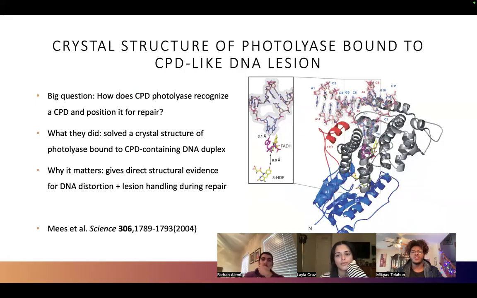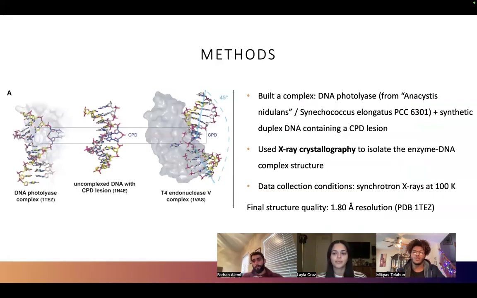And the primary source that we used for our webinar is the crystal structure of photolyase bound to CPD-like DNA lesion. The big question was that how does CPD photolyase recognize a CPD and position it for repair? And why they did that with the structure of the CPD containing DNA duplex, and also why is this important to find how the DNA distortion and also how the lesion is able to repair it during the enzymatic activity. And Farhan would be explaining more.